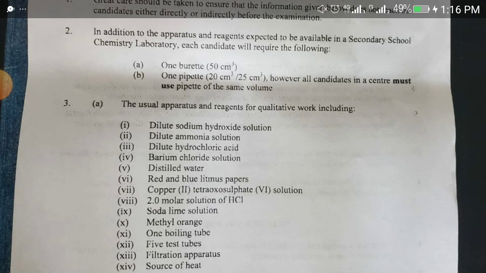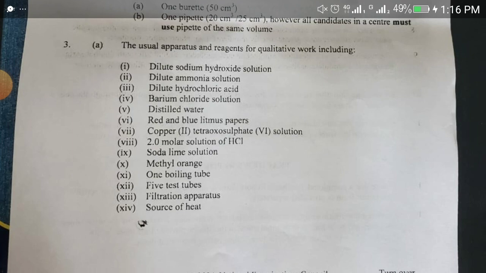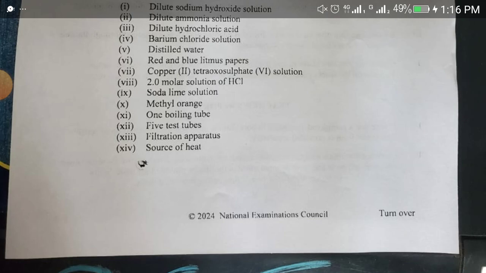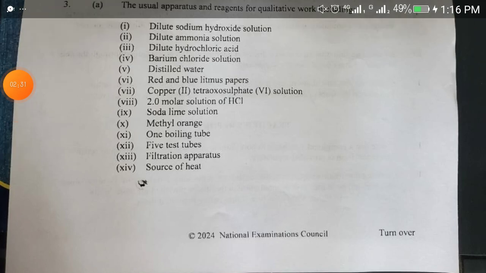So you need distilled water, you need red and blue litmus papers, which I will still show you. You will need copper(II) tetraoxosulfate(VI) solution. You will need 2 molar solutions of hydrochloric acid, that is HCl. You will need soda lime solution. You will need methyl orange. Of course, you know methyl orange. You will need 1 boiling tube. You will need 5 test tubes. You will need apparatus for filtration. Then you will need a source of heat.